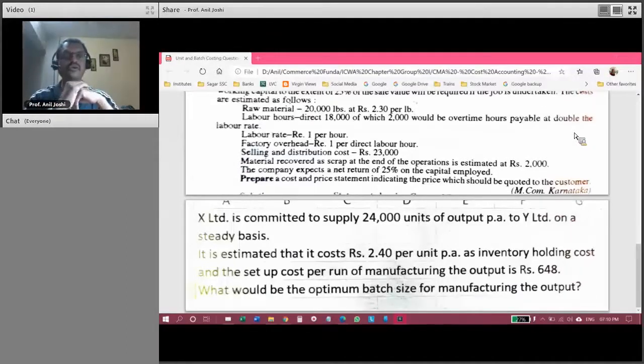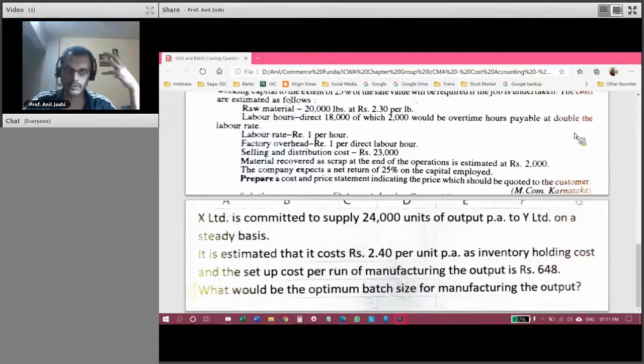Yeah, so this question is on batch costing. Now, what happens in batch costing? In a batch, you are producing many units of your final product, and all these units are identical in nature. Correct? Exactly the same. Now the question is, what should be the batch size? How many units should you manufacture in a batch? That is called the economic batch size.